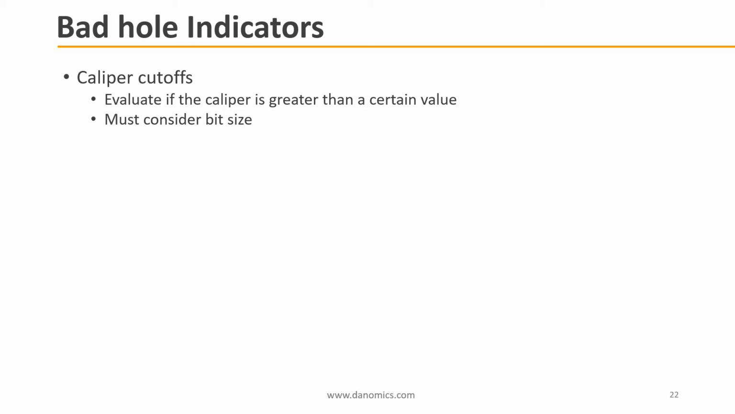So there are a number of ways that we can identify bad hole. One of the primary methods is just looking at caliper. We can apply caliper cutoffs, and we can say, hey, if the caliper is greater than a certain value, then the log response is suspect. Now, when doing this, we have to consider the bit size.